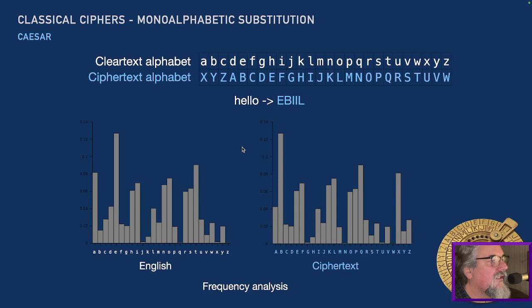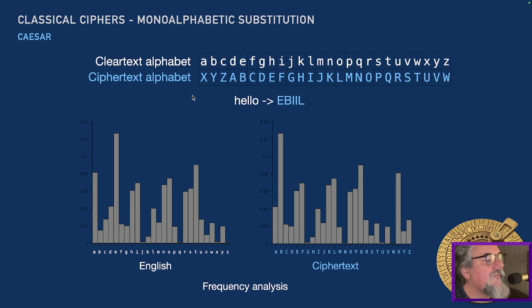So if we go a little bit back into history, Julius Caesar was famous for creating this Caesar cipher, which basically had two rows in a table. The first row is the clear text alphabet, and the second row is a ciphertext alphabet. Every time Alice wants to write a letter, for instance A, she looks into the table and exchanges it with X in the ciphertext, and so on. And when Bob wants to decrypt the message, he sees X in the ciphertext, looks in the table, and translates it back to A.